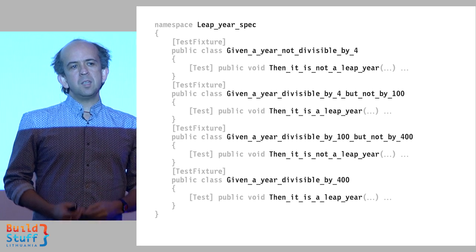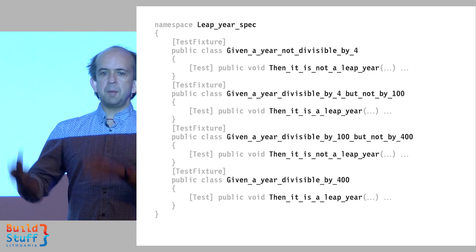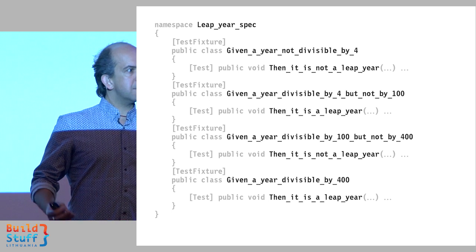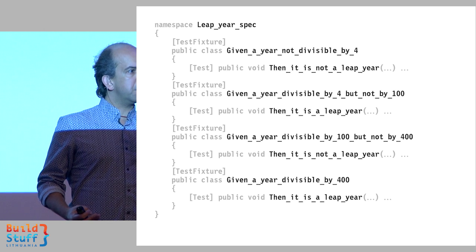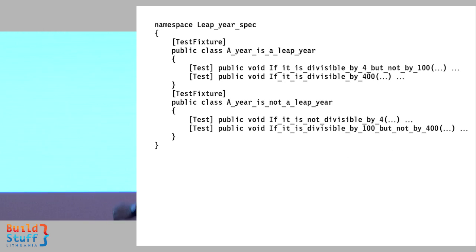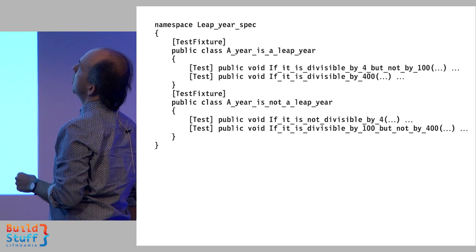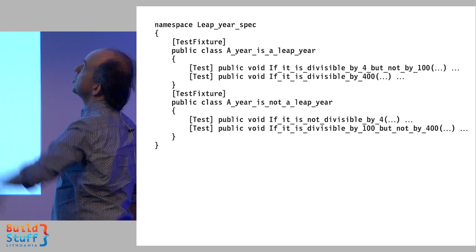When is a year a leap year? It's not given as something, then it's a leap year. When is it a leap year? We open the other way, which looks like this. A year is a leap year if it is divisible by 4 but not by 100. Or a year is a leap year if it is divisible by 400.